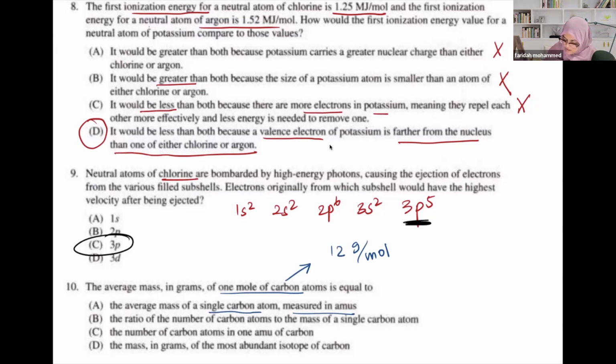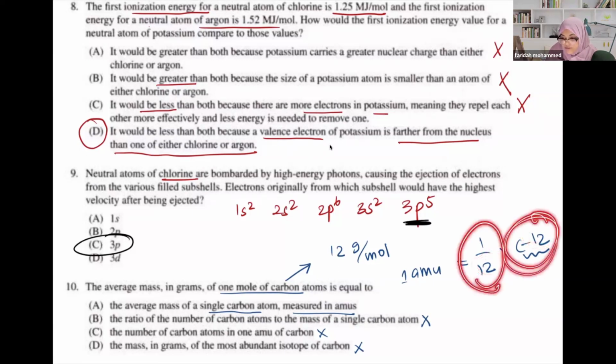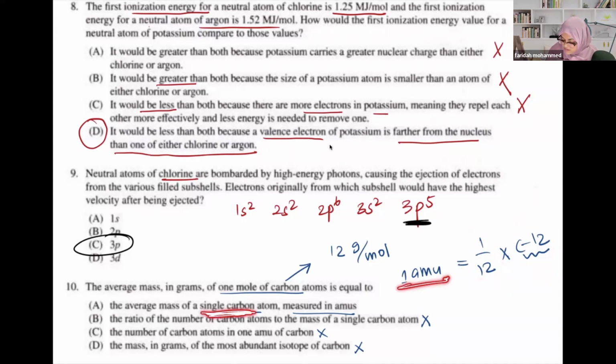So you want to know that 1 AMU is equal to 1/12 of the mass of carbon 12. This is the isotope because we know there are different isotopes of carbon, and one of them is carbon 12. So 1 AMU is the mass of carbon 12 divided by 12, which is kind of confusing because you have 12 here, 12 here, but it's just divided by 12. The mass of carbon 12, which is an isotope, divided by 12. That is still 1 AMU. So for one single carbon, the average mass will be measured in AMU. That is right.